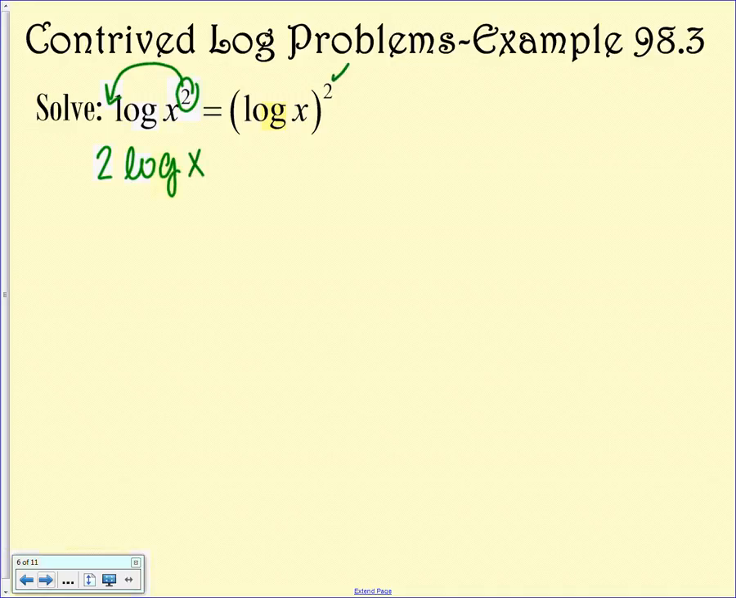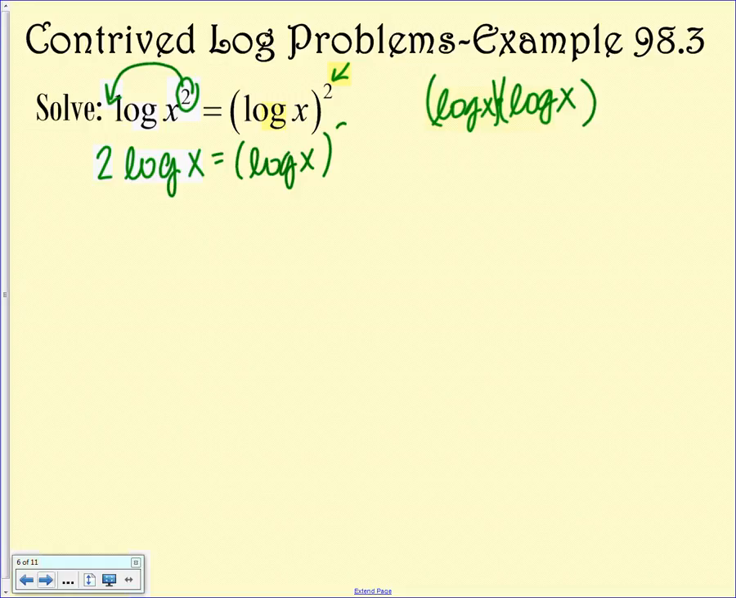We cannot do that with this exponent because it's not an exponent of the x. Log of x squared is saying log of x times log of x. Okay, so it's saying log of x times itself, not where you can actually move the 2 in front. And so we have log of x quantity squared on the right-hand side.